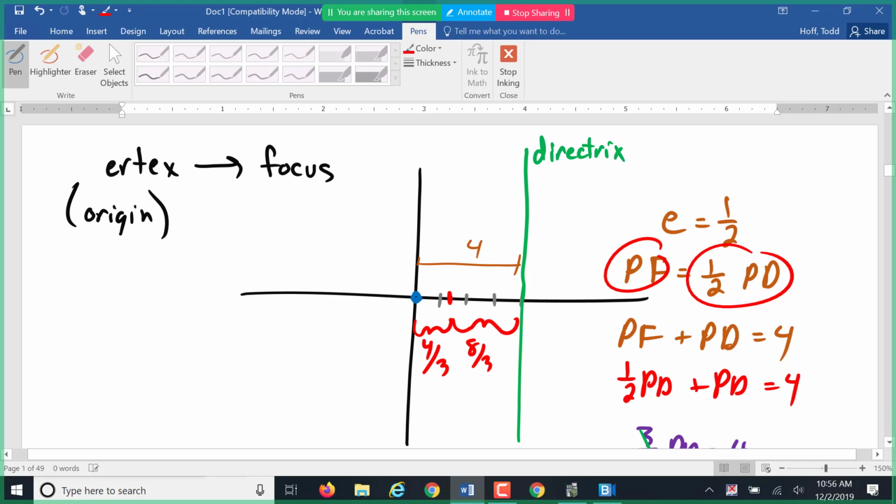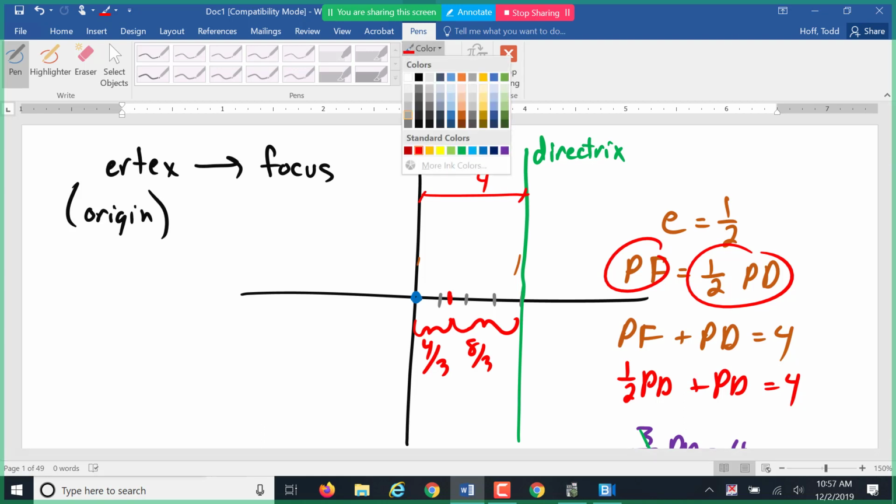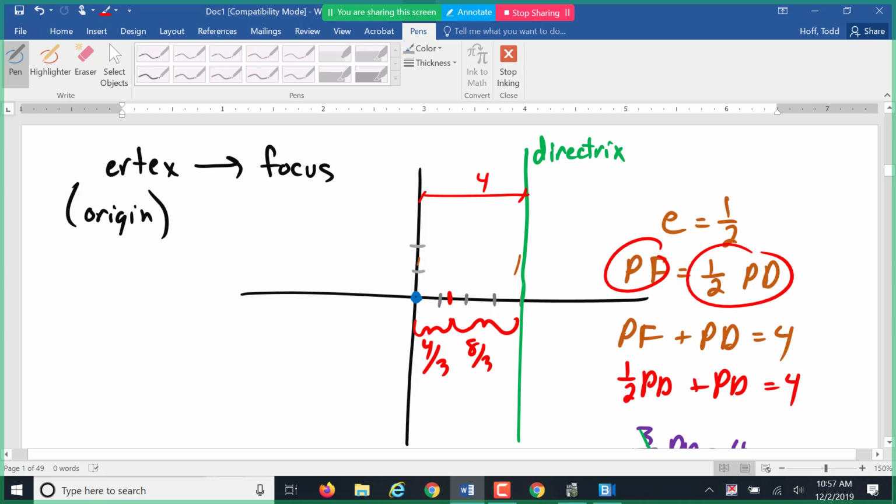Now, other points I can find here, let's find a point vertically going up, what would be the y-axis. I know that any point on that axis is 4 units from the directrix, because the directrix is defined to be 4 units to the right. So if the eccentricity is 1/2, 4 times 1/2 is 2 units from the focus. So 2 units from the focus would be right there. That is another point on my ellipse. Same going down, 2 units down, right there is a point on my ellipse.